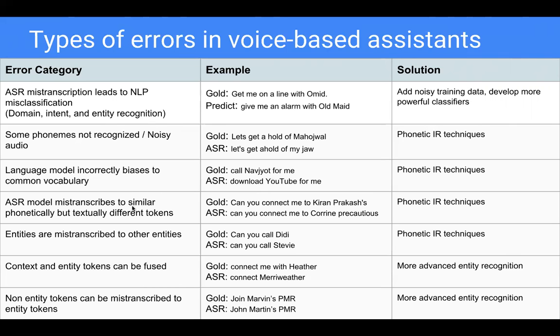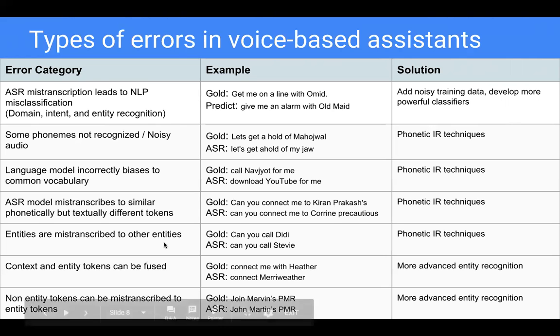The ASR model itself mistranscribes to similar phonetically but textually different tokens. So if your input is, can you connect me with Kiran Prakash, the ASR transcribes that into, can you connect me with Corinne Precautious. Kiran Prakash and Corinne Precautious are phonetically sort of similar, but obviously from a character edit distance standpoint, they're quite different.